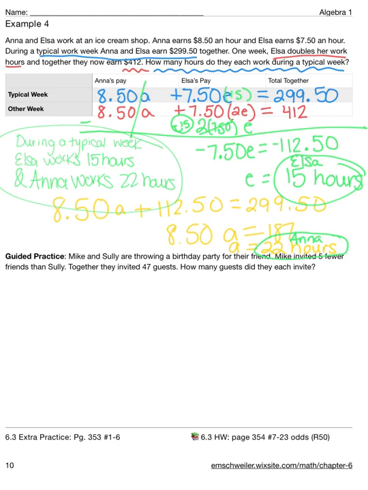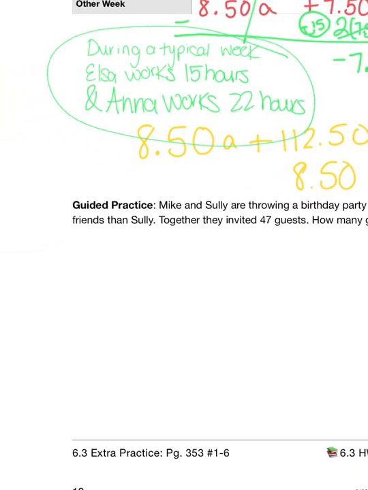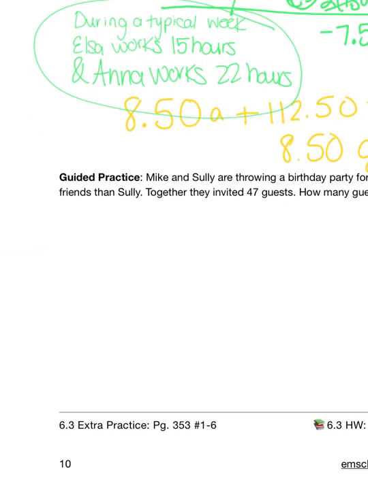All right, so the next one in the guided practice is a little different. So if you want to do it with me without pausing it, that's fine too. So it says here that Mike and Sully are throwing a birthday party for their friend, and Mike invited 5 fewer guests than Sully. So this part sometimes confuses me on how to write the equation. So Sully and Mike, if we set them equal to each other like that, that's saying they invited the same amount of guests. Okay, but Mike invited 5 fewer.